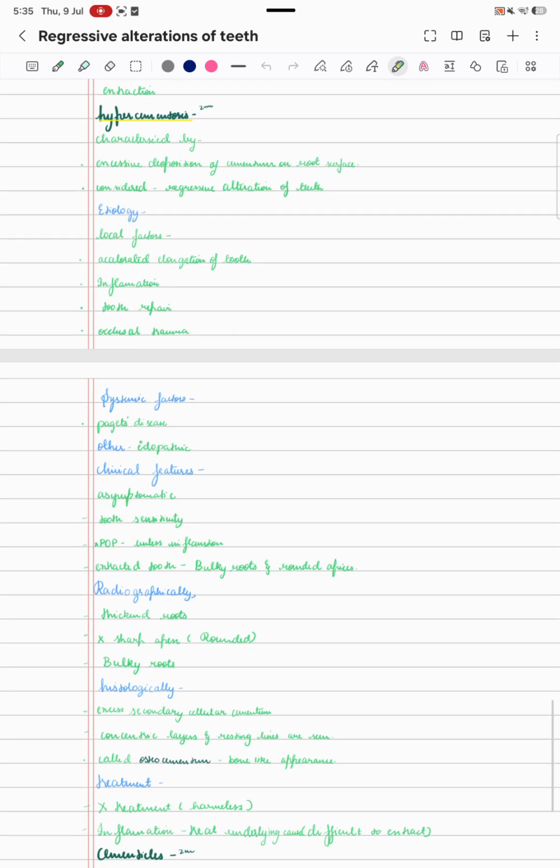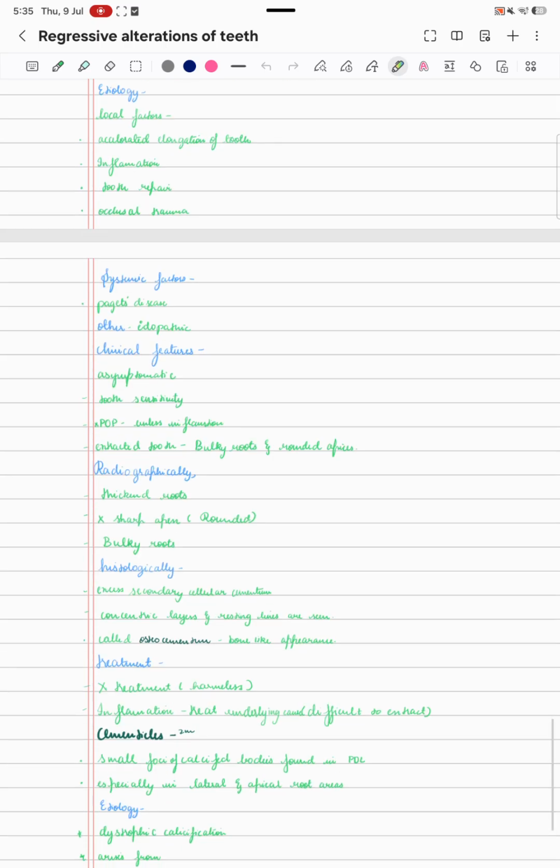Now coming to hypercementosis. Same as dentinal sclerosis, where you had calcium salt deposits, here you have cementum deposits on the root surface. It is considered an alteration of the teeth. The etiology could be trauma, tooth repair, inflammation. It could also be local factors such as accelerated elongation of the tooth, and the systemic factor is Paget's disease.